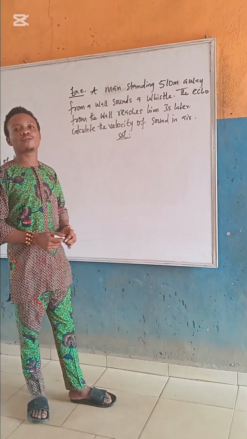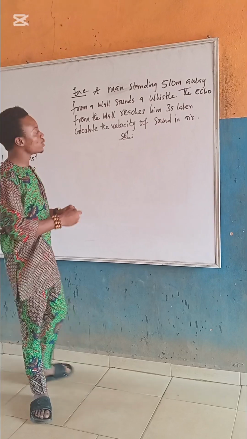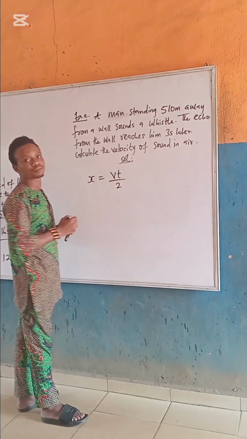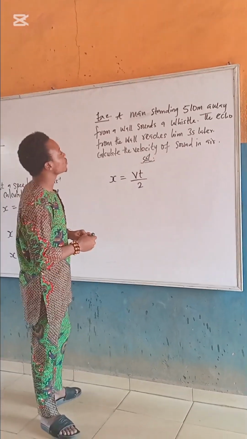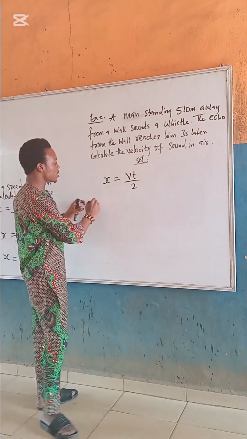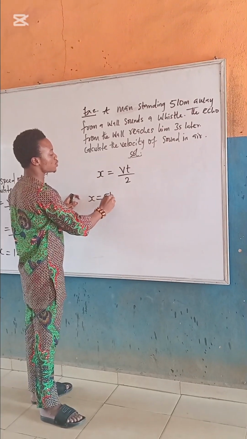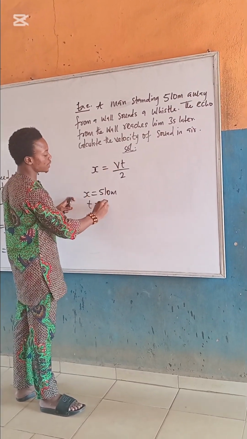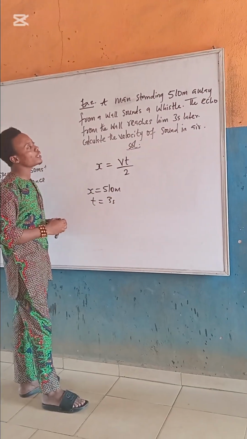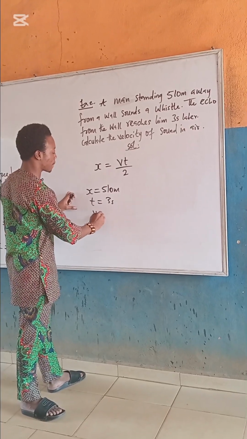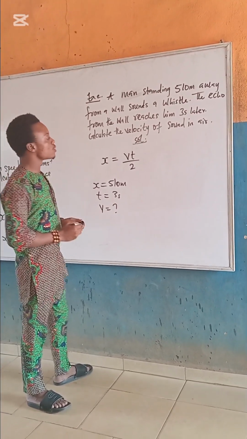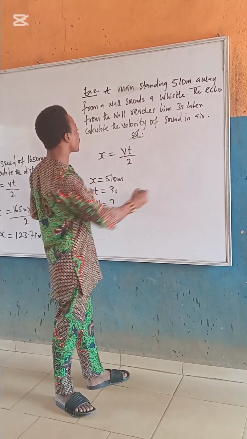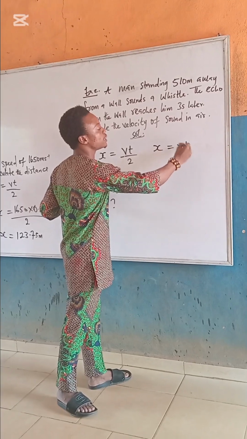So the parameter for calculating echo is x is equal to Vt all over 2. So you bring out the parameter. Here, the distance, which is x, is 510 meters. Then the time is 3 seconds. So we are calculating for the velocity. The velocity is not given. So substituting into the parameter will make velocity the subject. We have s is equal to vt all over 2.